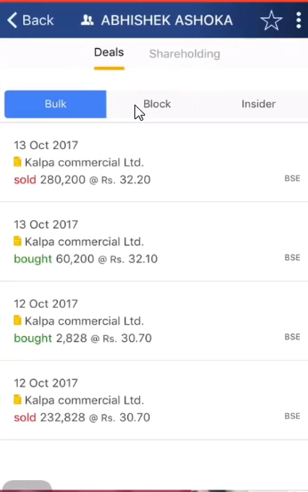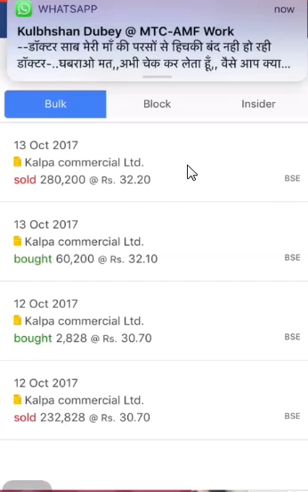For example, see, we clicked on Abhishek Ashoka, and he has sold 2,80,200 stocks in Kalpa Commercial. He bought the same at 32.10. So this is how he is working in this stock. He bought some stocks on 12th October for 30 rupees 70 paise, and he sold some of them. So this is how he is working on this stock.